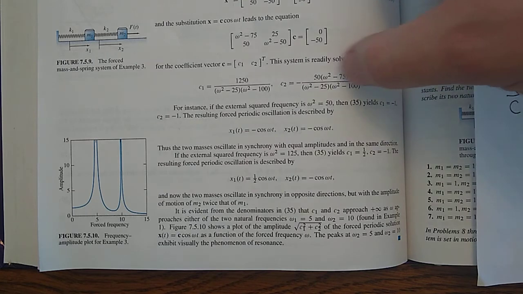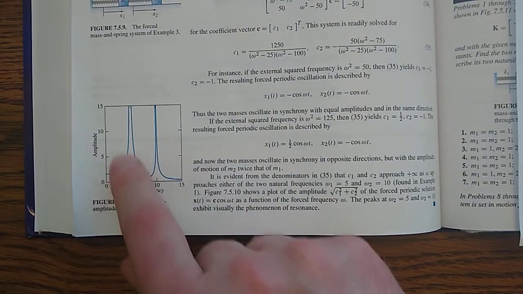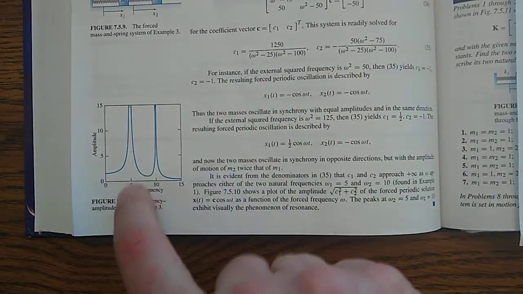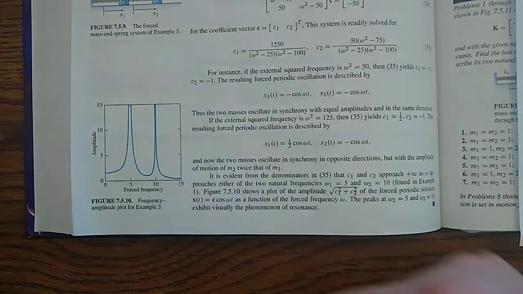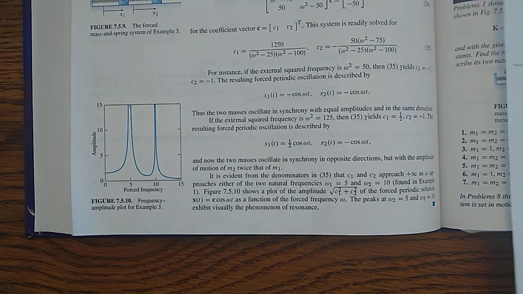And by the way, it would also cause C2 to be huge. C2 has the same stuff in the denominator. And then you see huge amplitudes. And that's basically what this graph is showing, how the amplitudes blow up as you approach 5 or 10. So that's neat. And I think I'm now done with 7.5.